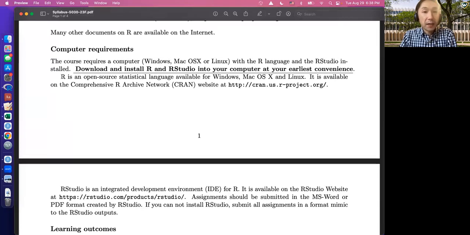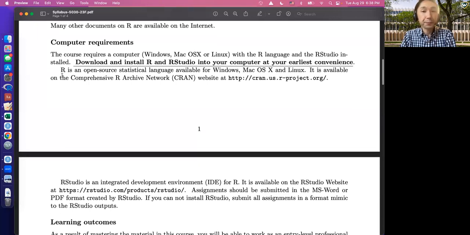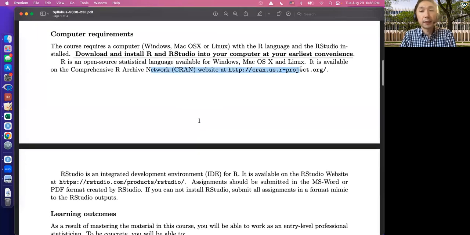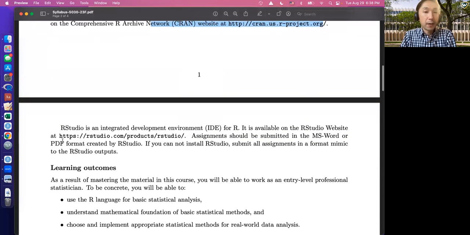R is an open source statistical language, so you can download it for free for Windows, Mac OS, and Linux. You can access it through the CRAN website. And RStudio is a kind of editor.